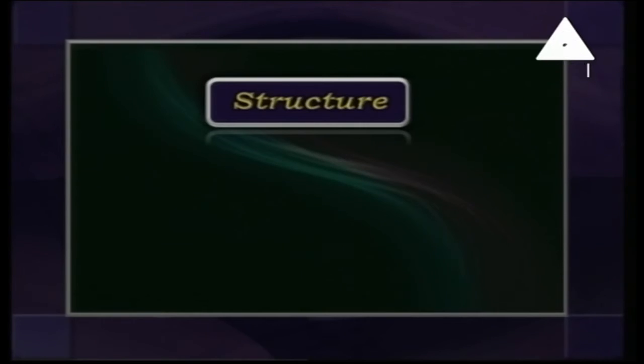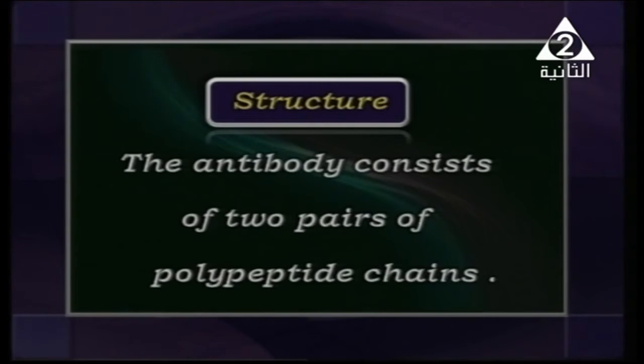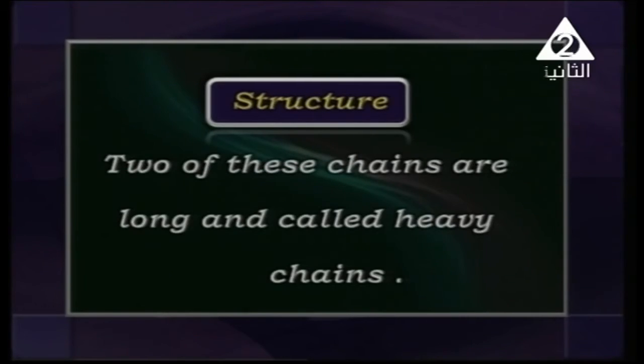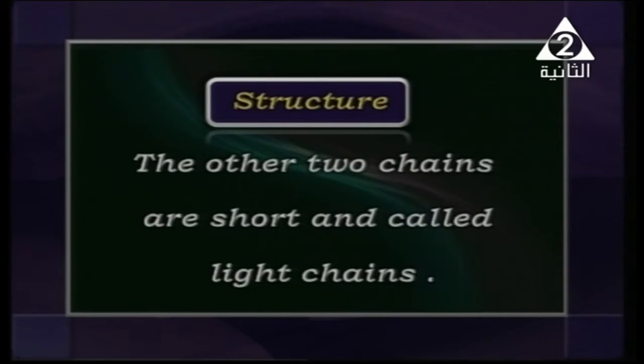The structure: the antibody consists of 2 pairs of polypeptide chains. Do you remember the polypeptide chain? Okay. Number 2, 2 of these polypeptide chains are long and they are called heavy chains. I have a picture for you. Don't worry about the imagination here. The last piece of information about the structure is that the other 2 chains are short and they are called the light chains. So we have the heavy chains and we have the light chains.